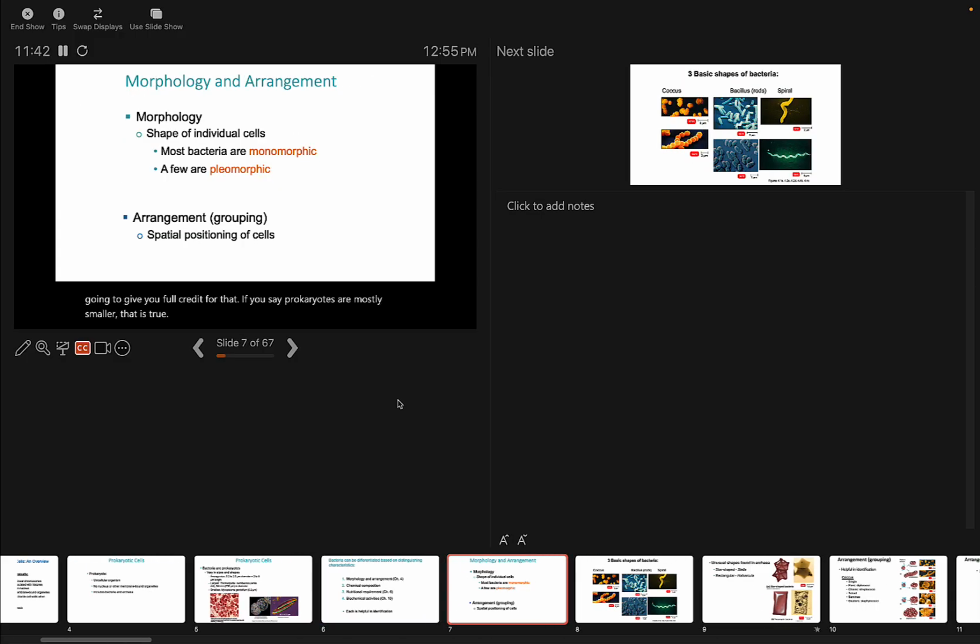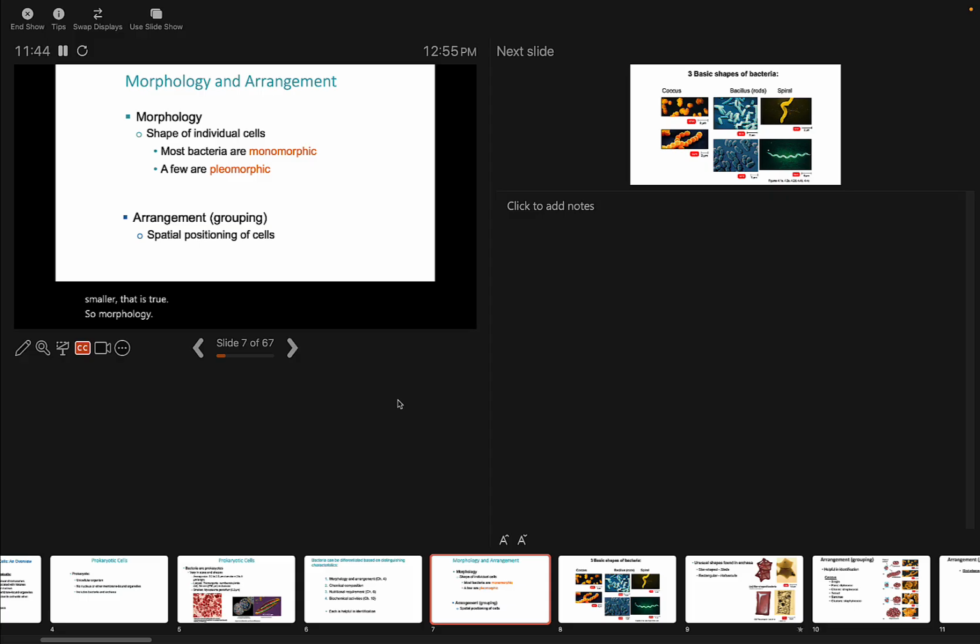So morphology. Bacteria and archaea can have different shapes. Their cells can have different shapes. Most of the time, if a bacterium has a shape, it is always that shape. Like Staphylococcus is always a coccus. It's never going to be a bacillus. It's always a coccus.